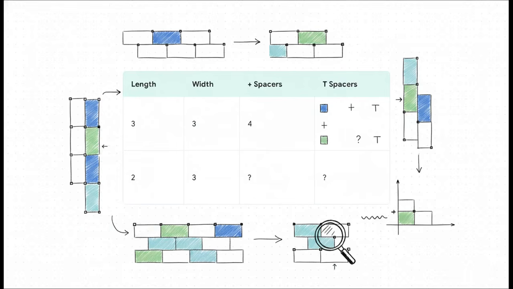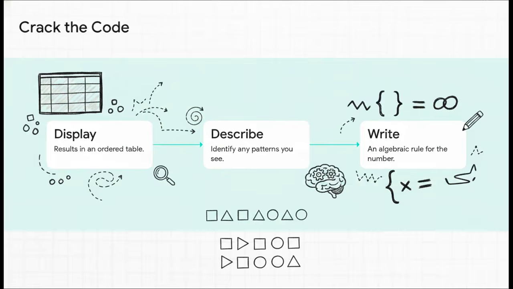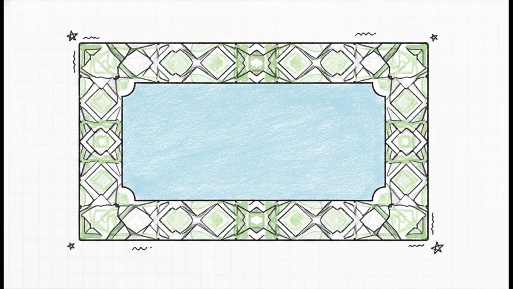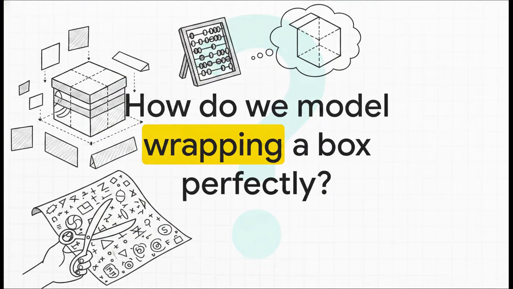To track these wild patterns, we use ordered tables, like calculating the exact spacers needed for tiled walls. You crack the code step by step: observe the table, spot the pattern, and write a rule using variables. This exact algebra lets architects perfectly calculate border tiles for those stunning Alhambra Palace pools. These rules literally model our reality.